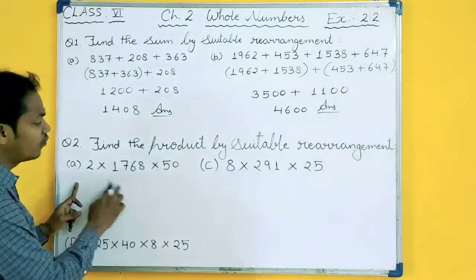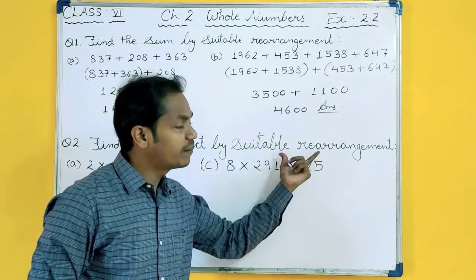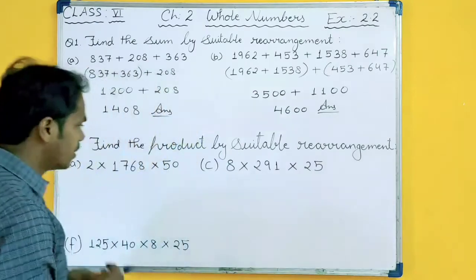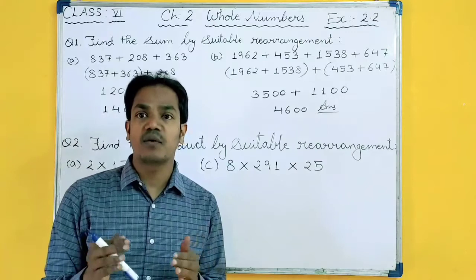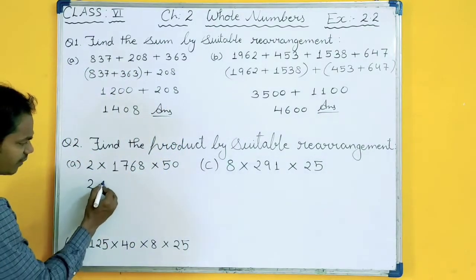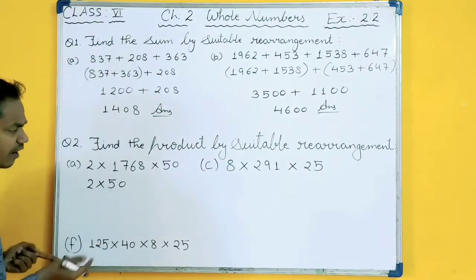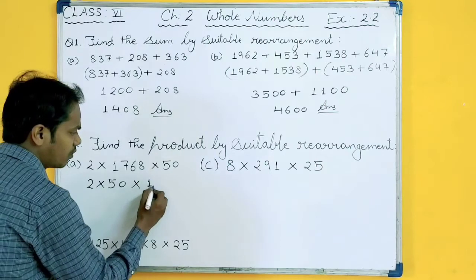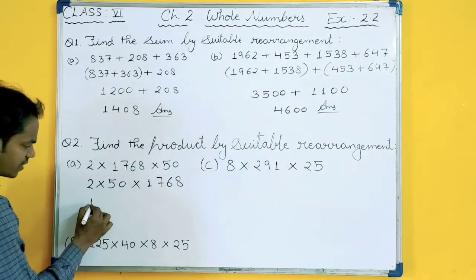So again you will not find the product by direct multiplying. You will find it by suitable rearrangement. So how will you arrange? Same method. You have to make pairs where you get the maximum zeros. Okay. So what I will do here? I will make pair of 2 and 50. Why? Because I know that 2 fifties are 100. So I am getting 0 0. Okay. 2 multiplied by 50 is 100.